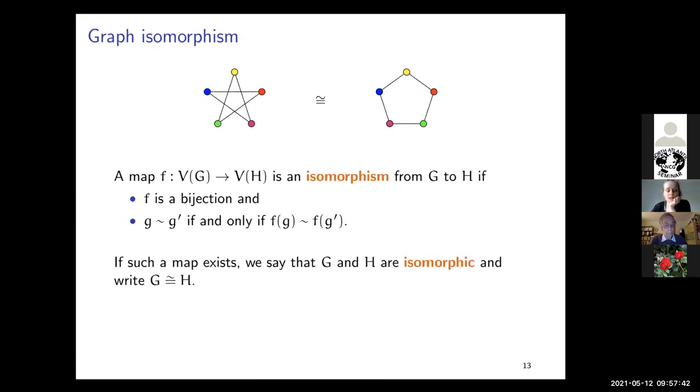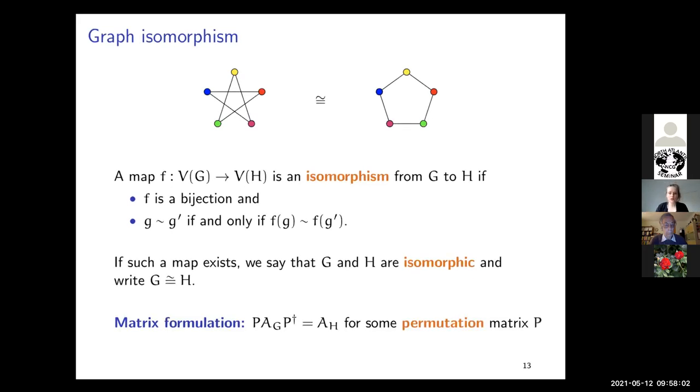Whenever such an F exists, a bijection that preserves the structure of our graph, then we say that the two graphs are isomorphic. Now, there is yet another way to formulate graph isomorphism, and that is in terms of matrices. I'm sometimes going to refer to it as the matrix formulation of isomorphism. This is in terms of the adjacency matrices of the two graphs. In an adjacency matrix, you write a one whenever two vertices are adjacent and zero otherwise. This is the adjacency matrix for G, and this is the one for H. Then you say the two graphs are isomorphic precisely when you can find a permutation matrix that conjugates the adjacency matrix of one graph to that of the other.